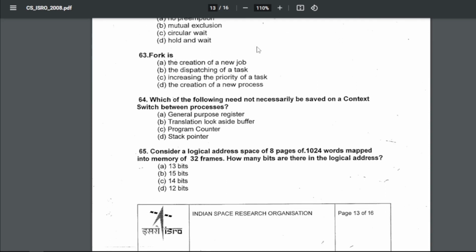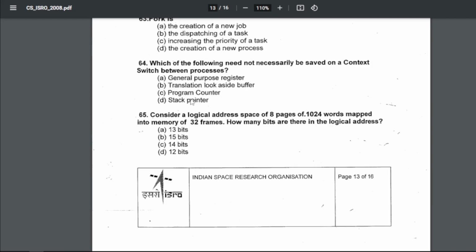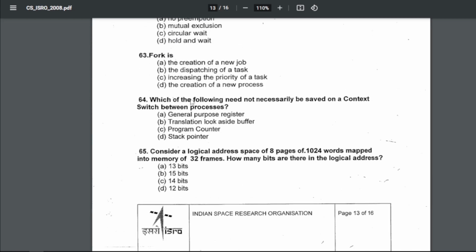Question number 63 is fork is what? So guys, I hope you have seen the fork function in many of the programs or till now many of the questions, right? So basically fork is the creation of a new process. Like in terms of the program, we call it basically the fork creates a new sub call, right? So basically that is a sub process. Or we can say fork creates a new process by duplicating the calling process. So the new process referred to as child is an exact duplicate of the calling process, that is referred to as parent.